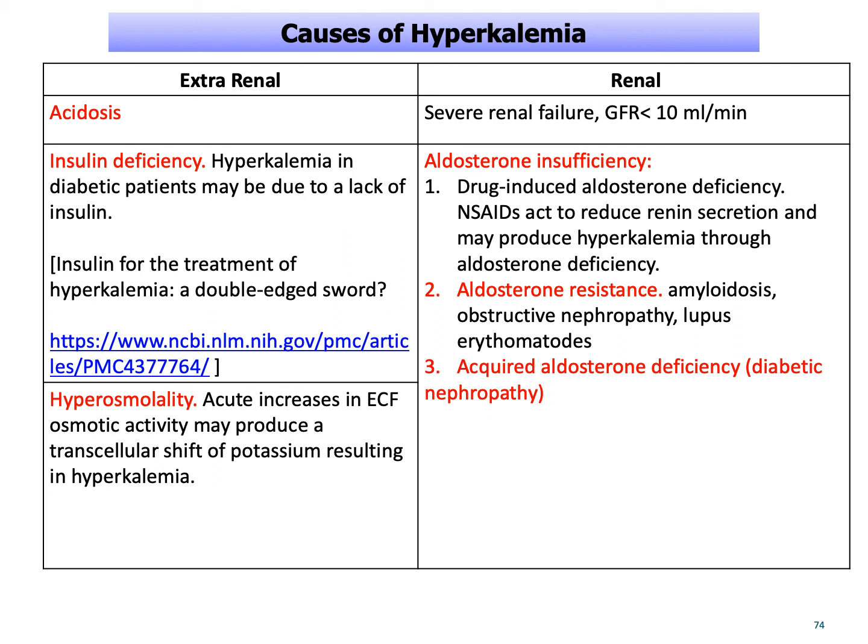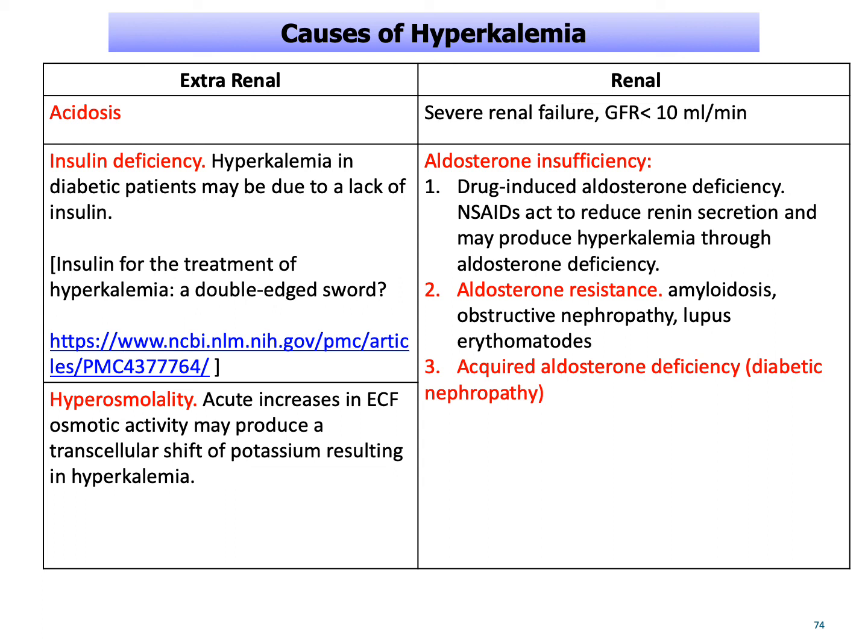Next is hyperosmolality. Acute increase in ECF osmotic activity may produce a transcellular shift of potassium, resulting in hyperkalemia. Possible mechanisms are: hyperosmolality will lead to loss of intracellular water, which will result in an increase in intracellular potassium concentration. This will favor a gradient for potassium to move out of cells. As water exits the cells, solvent drag will sweep potassium along.